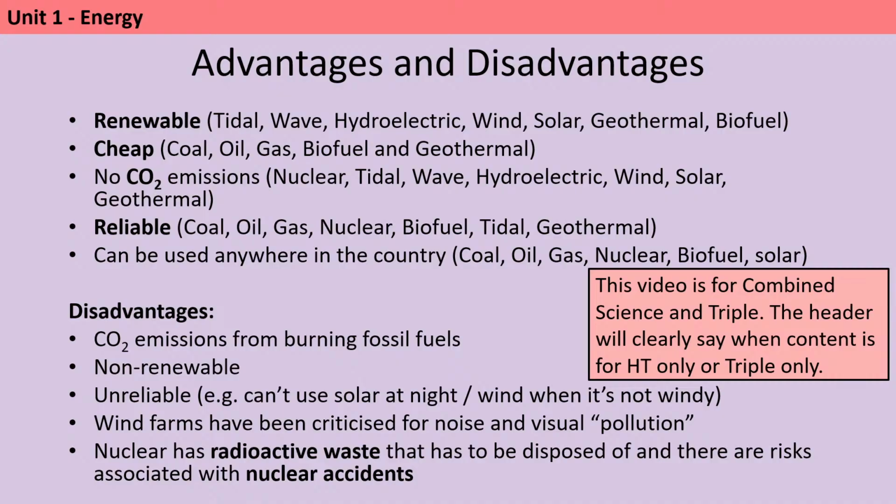So you want to think about things like, are they renewable? Are they expensive? Do they produce carbon dioxide emissions, which you can link to global warming? Are they reliable? And are there geographic restrictions on where you can use them? So for instance, you can only use tidal power if you're near the coast. Then for nuclear power, you also want to think about how you would dispose of the radioactive waste and also the risks associated with nuclear accidents, both of which are disadvantages.